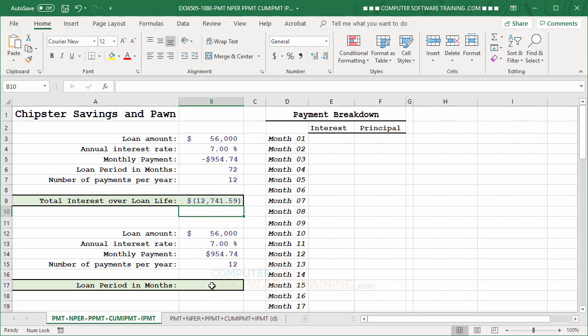Now, the next thing, which I thought was kind of an interesting formula as well, and I think we've all done this before, where we might know what we borrowed.